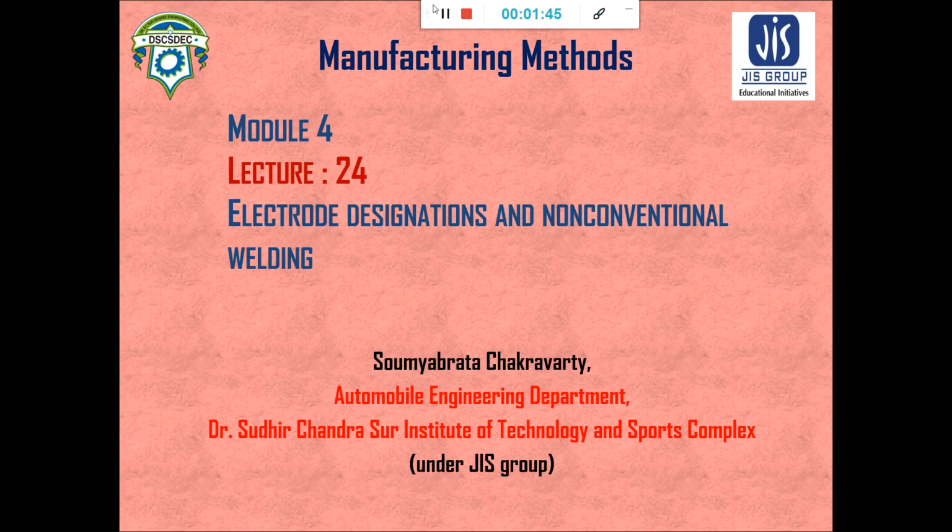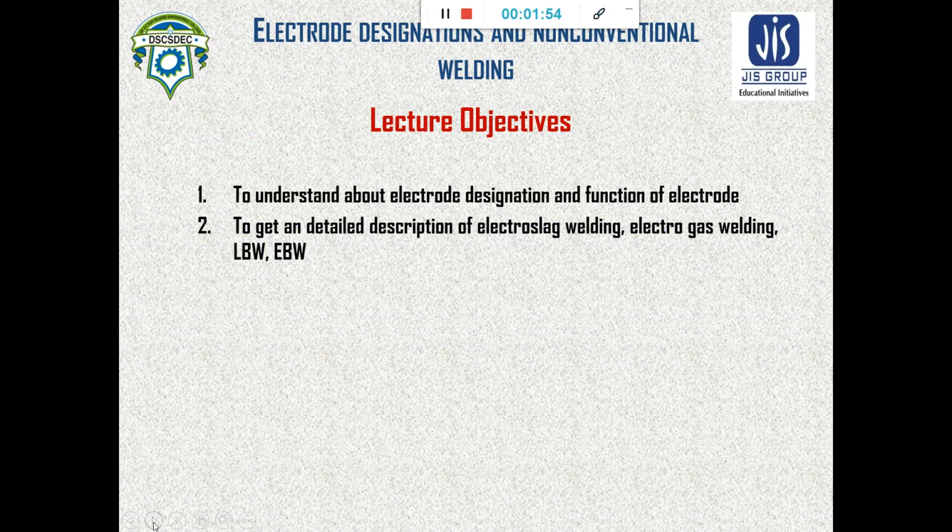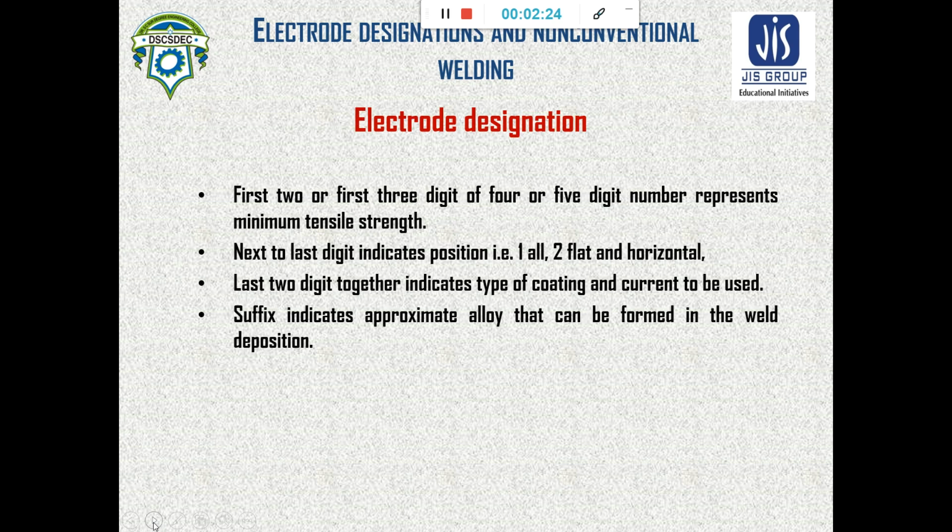So now let's start our lecture with the lecture objective. The objective of this lecture is, first, to understand the electrode designation and to know the function of the electrode. Secondly, we will discuss in detail electro-gas welding, electro-slag welding, LBW or laser beam welding, and EBW or electron beam welding. This will be everything we learn through this lecture. So let's start.